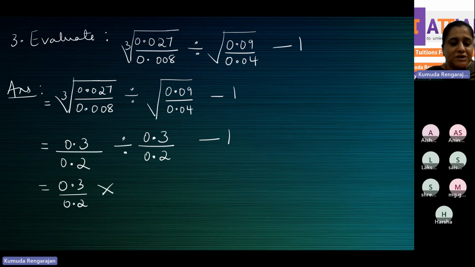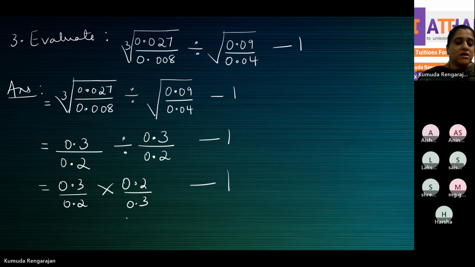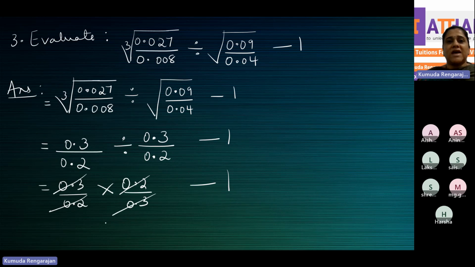Division becomes multiplication and we take the reciprocal. 0.2 divided by 0.3, correct? Division becomes multiplication and we take the reciprocal of this one. Yes, ma'am. Minus 1. 0.2, 0.2. 0.3, 0.3 gets cancelled.